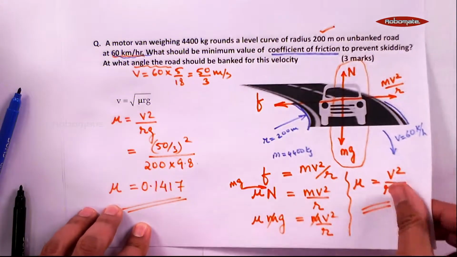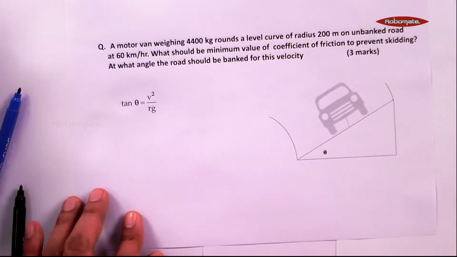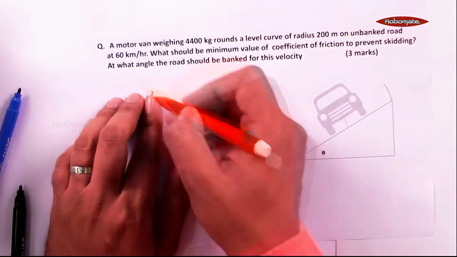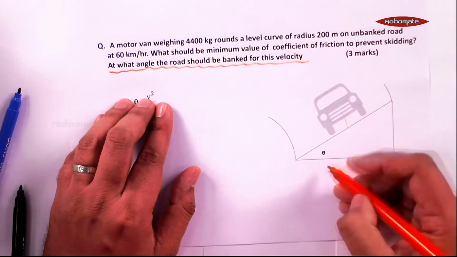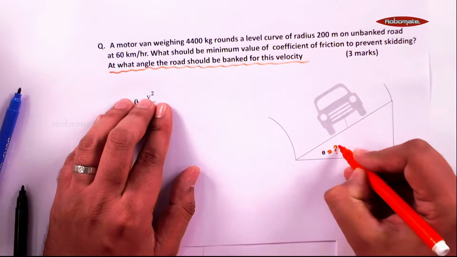So going to the second part of the sum. The second part of the sum says that at what angle the road should be banked. So I have already banked the road. Okay, I need to find out what is that angle. I don't know what is that angle.